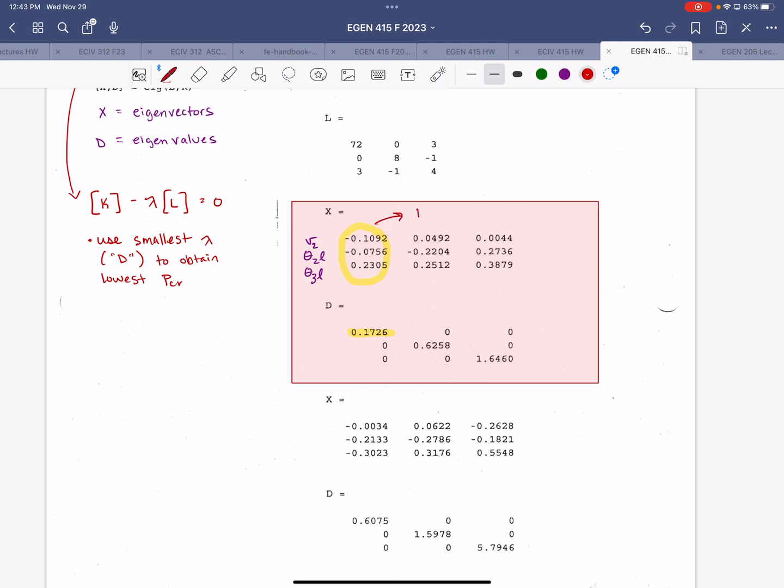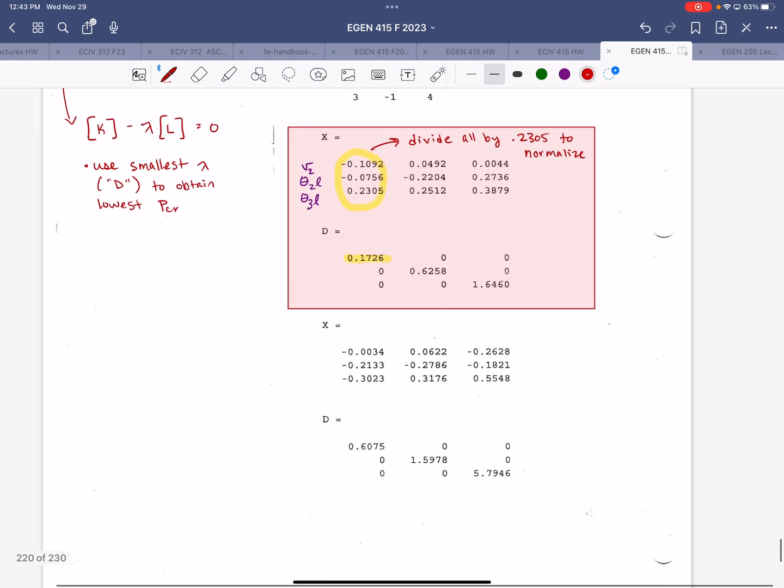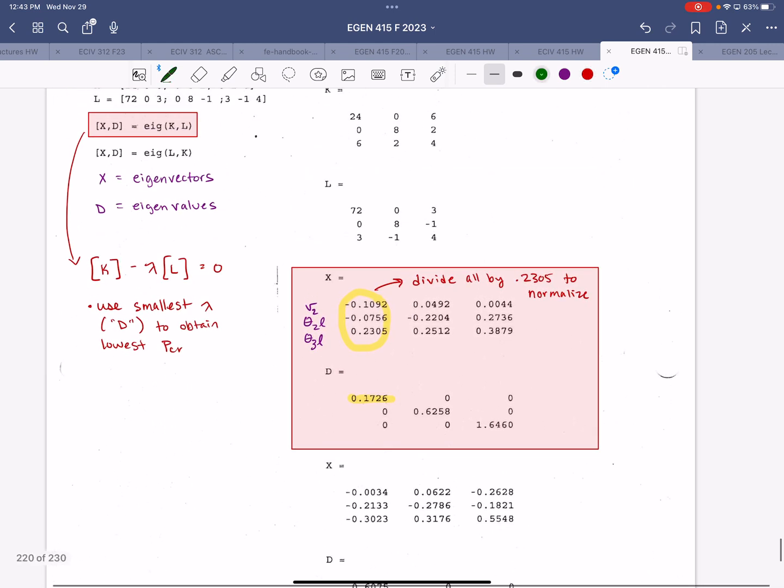So here you would divide all by 0.2305 to normalize, consistent with what we did on the previous page. And that would be for normalizing so that the largest value is 1. Again, you don't have to do it that way, but that's common. All right, so that's the first way to do it.